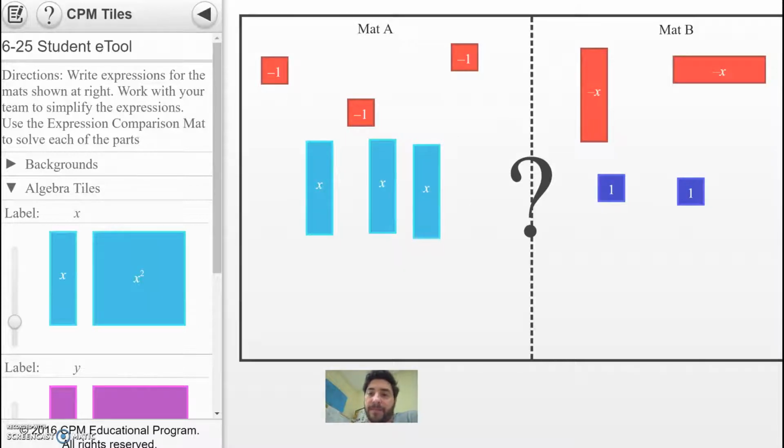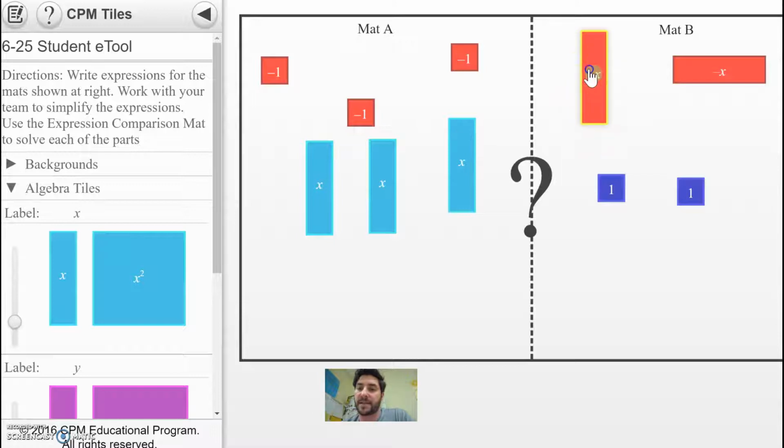Sorry, moving some things around. I don't have any zero pairs. Let me pause this for a second. Okay, so I don't have any zero pairs, so there's no positive x's or positive 1 tiles to cancel, no negative x tiles over here. As a matter of fact, there aren't even any balanced sets. I can't remove a positive x and a negative x, those are not the same on both sides. So I would need to remove something that's the same here and there.